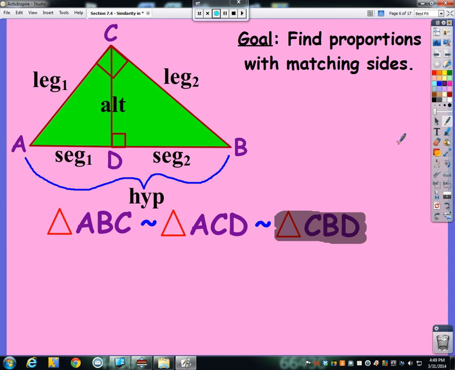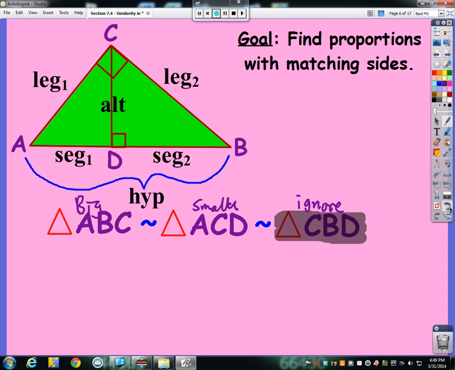Now let's connect together the names of all these pieces with our similar triangles. And here's our goal: to find proportions with matching sides. At first you might be going, what do you mean by matching sides? Well, we can only look at 2 triangles at a time. So notice I've got this triangle not blacked out completely, but we're going to ignore it for now. We're going to focus on the big triangle ABC and the smaller left triangle ACD.